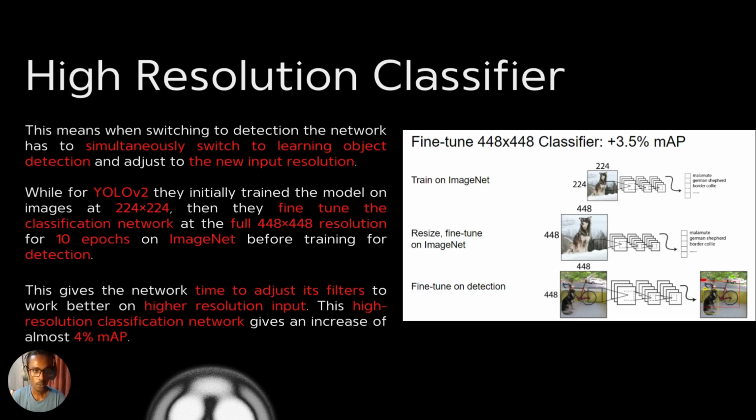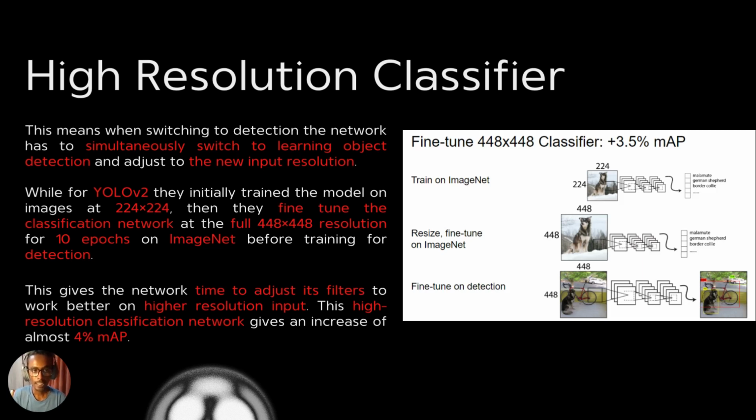But for YOLO v2, they initially trained the model on images at 224, and then they fine-tuned the classification network at the full 448 by 448 resolution for 10 epochs only on the ImageNet before training for detection.